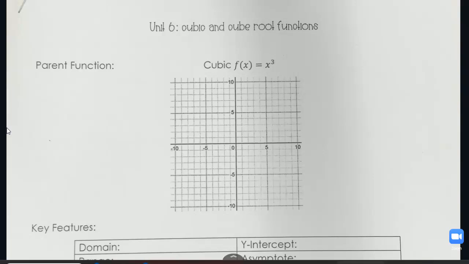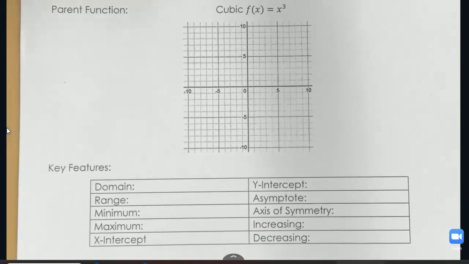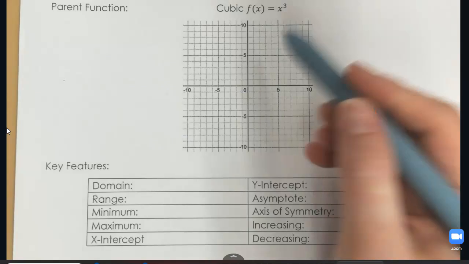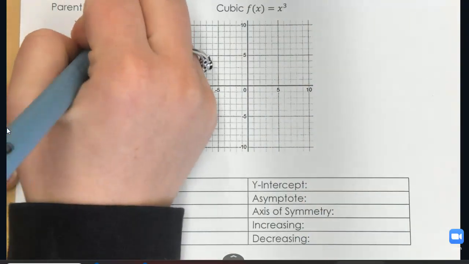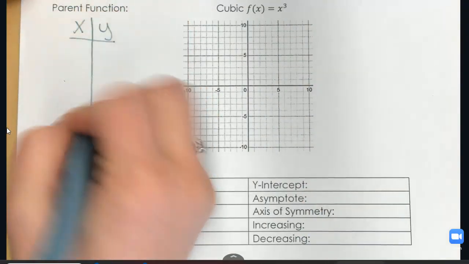We are back today looking at another set of parent functions. We're going to look at the cubic and cube root functions. So starting with our cubic parent function, that is x to the third power. I am going to make a little table for these points that I'm plotting and connecting.